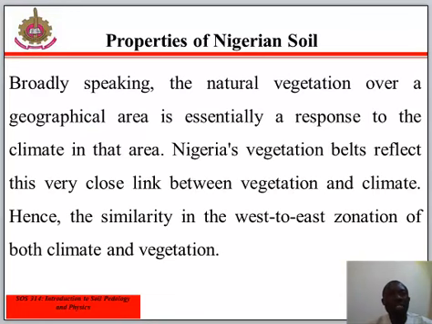Properties of Nigerian soil. Broadly speaking, the natural vegetation over a geographical area is essentially a response to the climate in that area. Nigeria's vegetation belts reflect this very close link between vegetation and climate. Hence, the similarity in the west to east zonation of both climate and vegetation, with the south to north progressive decline in total rainfall and length of wet season.